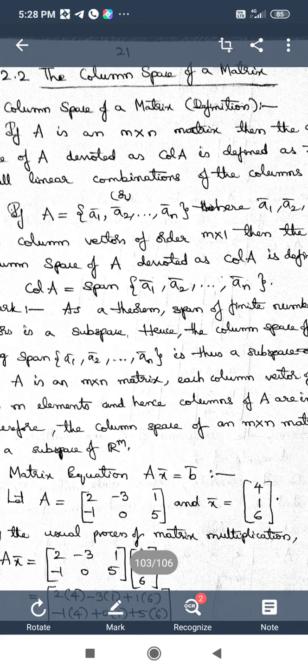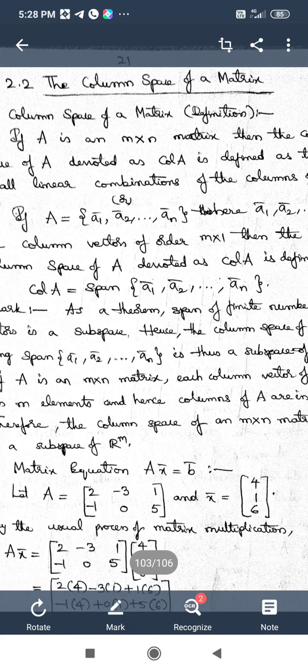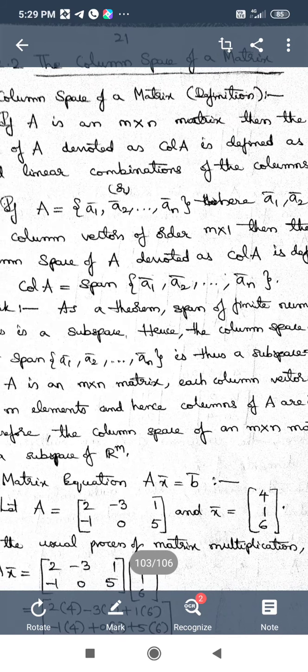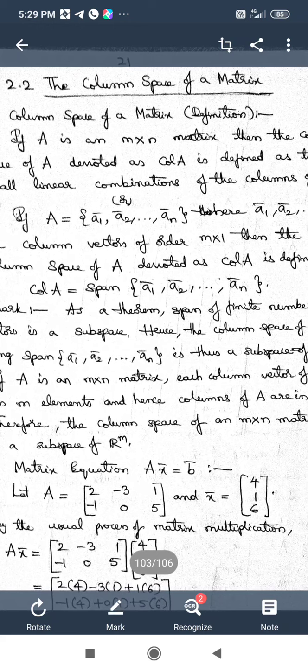Now if we go through the orders of these two matrices, we can understand that A is a matrix of order 2 by 3. There are 2 rows and 3 columns. And x bar has only 1 column and 3 rows, so x bar is of order 3 by 1. As A is of order 2 by 3 and x bar is of order 3 by 1, they can be multiplied, and the resultant matrix will be of order 2 by 1.